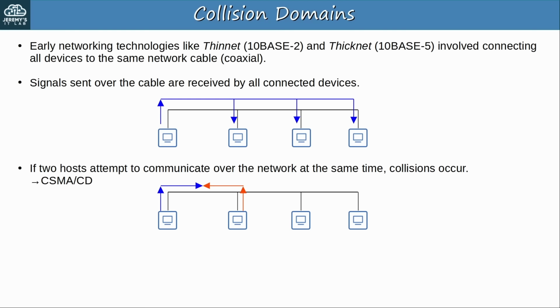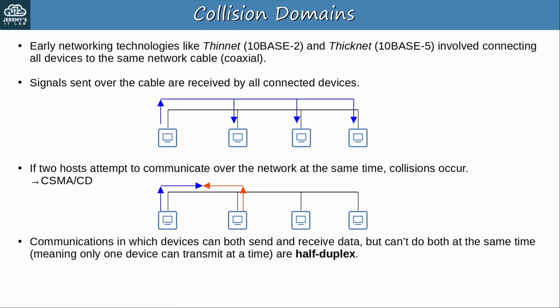Basically, when devices detect a collision on the cable, each device waits a random period of time before attempting to transmit again. Communications like this, in which devices can both send and receive data, but can't do both at the same time, are called half-duplex. Duplex means traffic can go both ways. A device can both send and receive. Half means that it can only do one at a time.